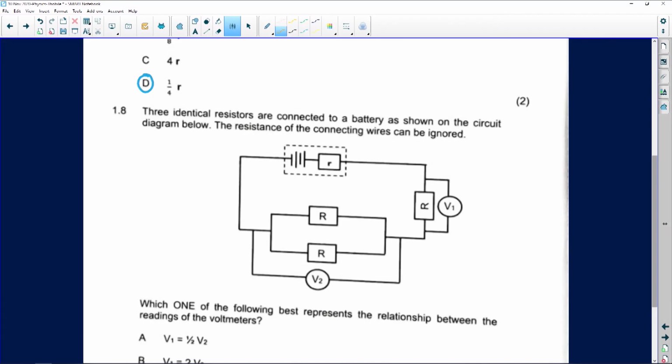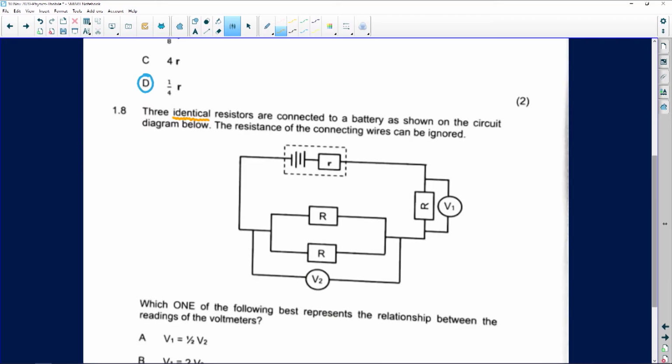This is one of my favorite topics. I love electricity. So question 1.8 says we have 3 identical resistors. In physics, if things are identical, it means they are the same. This means if we have 3 of the same resistance, the resistance of them will be the same, right?